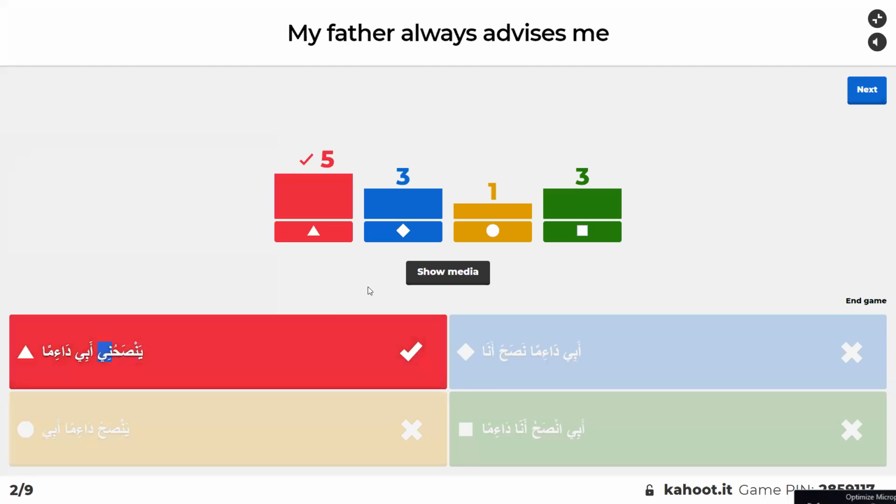Anyone who has a question, stay back. I'll explain it to you after the class, or let me know the specific doubt. To whoever marked blue and green: in blue, nasaha is past tense. My father always advised me would be nasaha, and ana is wrong. It's detailed, so it has to be ni. Abi da'iman nasaha ni would be my father always advised me, but not right now. Blue has 2 mistakes. Green is abi insa; insa is a command. Here it is not a command. It's always advises me.